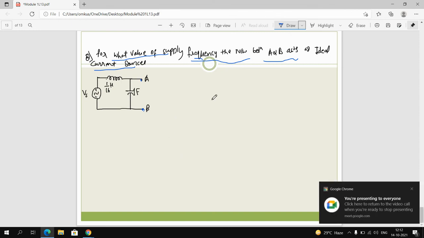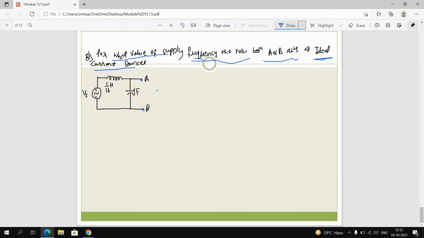Now see, this is a current source, right? You need to convert this into an ideal current source. So what supply frequency will you take so that this circuit becomes an ideal current source, right? So hint here for ideal current source.